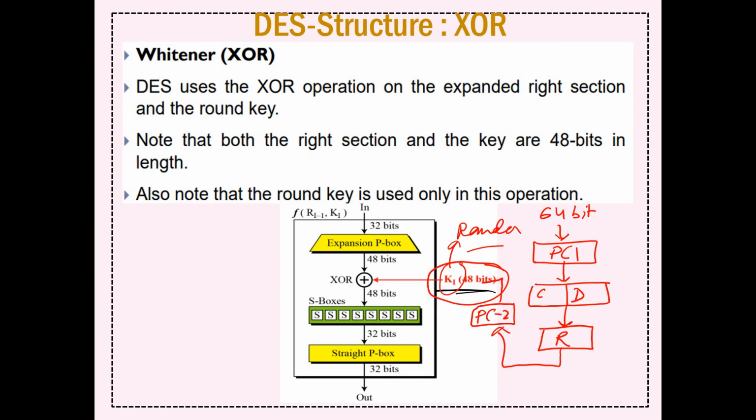But again, the rules are the same. And the process that I told you, that for rounds 1, 2, 9 and 16, there will be single bit rotation. If there is any other round, there will be 2-bit rotation. Am I clear with this?